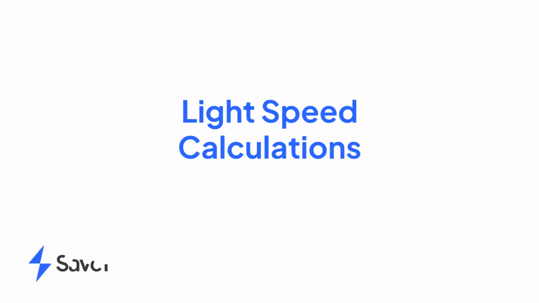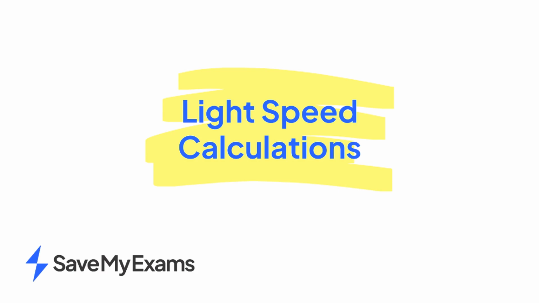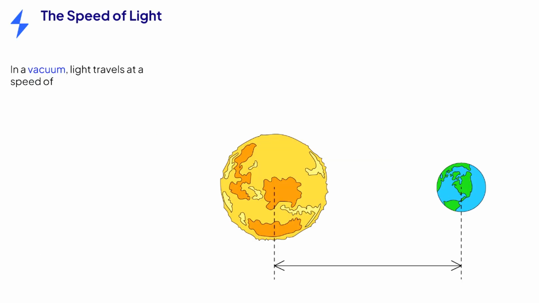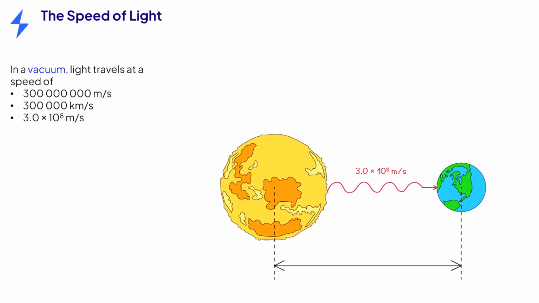In this video, we'll look at distances on an astronomical scale, including calculations involving the speed of light. Light travels through space at a speed of 300 million meters per second. That's 300,000 kilometers per second, or 3 times 10 to the 8 meters per second. That's 3 followed by 8 zeros.